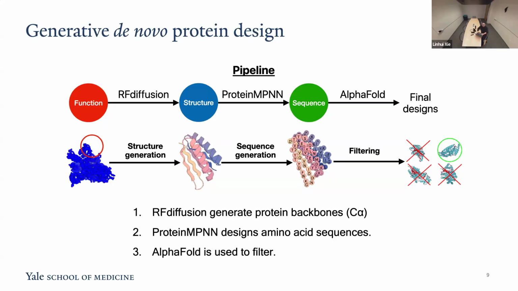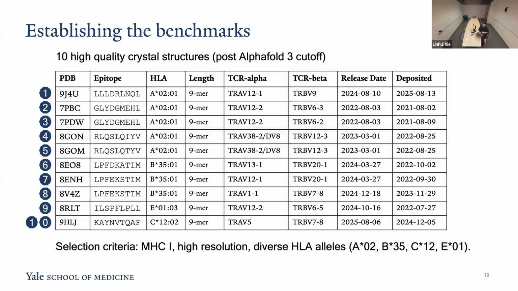So the basic idea is to use this pipeline and apply it on this benchmark of high quality TCR-peptide-MHC structures, and we actually extracted 10 high quality crystal structures. But for our current study, we only focus on MHC class 1. In this case, you will find that all the peptides have the same length of 9-mer. Since this is a comparison analysis, we would like to have all the shapes in the same phase, so we can evaluate them.